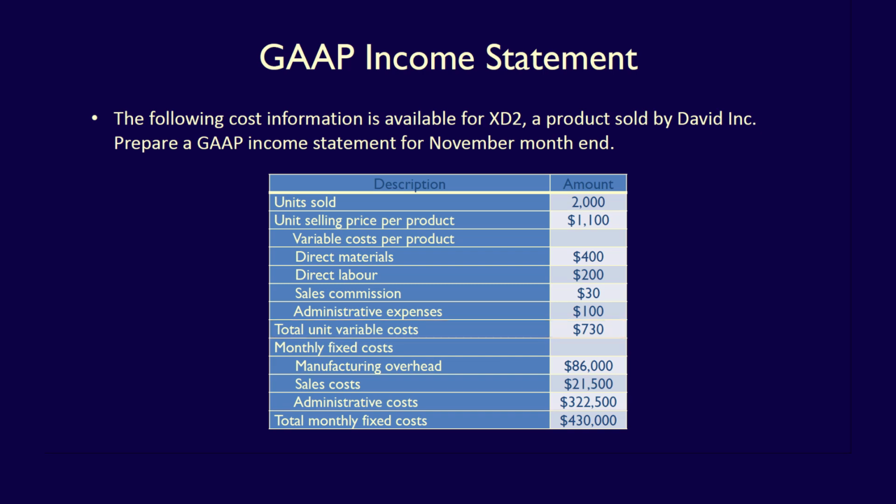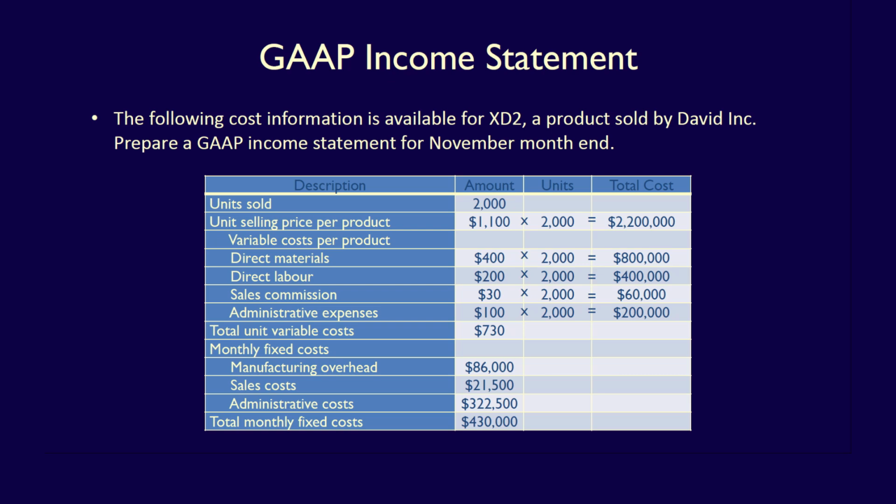Next are listed the monthly fixed costs as follows: manufacturing overhead of $86,000, sales costs of $21,500, and administrative costs of $322,500. Total monthly fixed costs are $430,000. Let's use this information to produce a standard GAAP, generally accepted accounting principles, income statement, similar to what you would have done in introductory financial accounting.